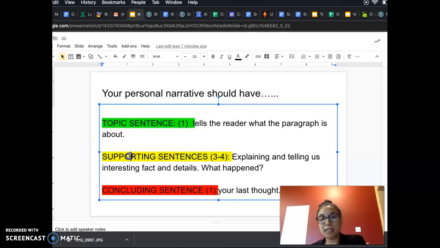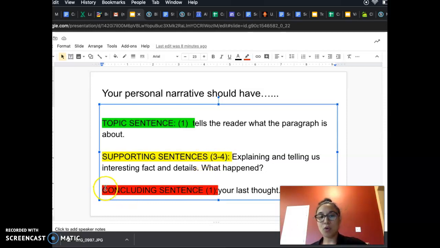Then your supporting sentence, that's yellow, because what happens when you get to a yellow? You slow down. So with your supporting sentences, you're going to slow down and explain it to us. Tell us interesting facts and details. What happened? Who was there? What did it look like? Where were you? What interesting things happened? Include all those details. You're going to have about 3 to 4 sentences, okay?